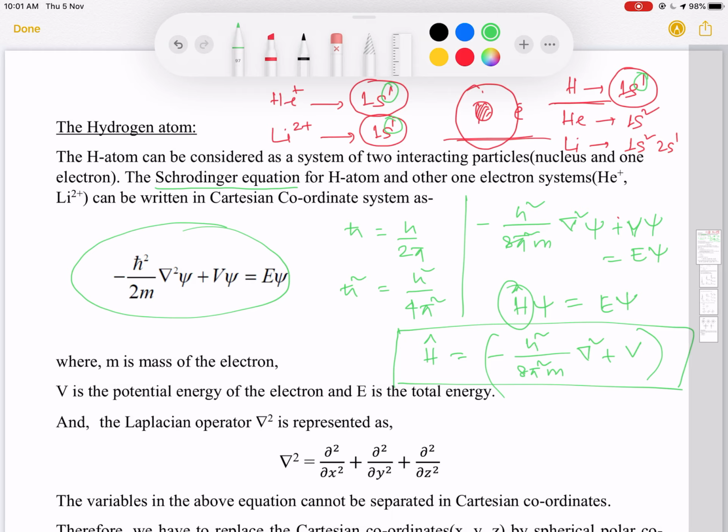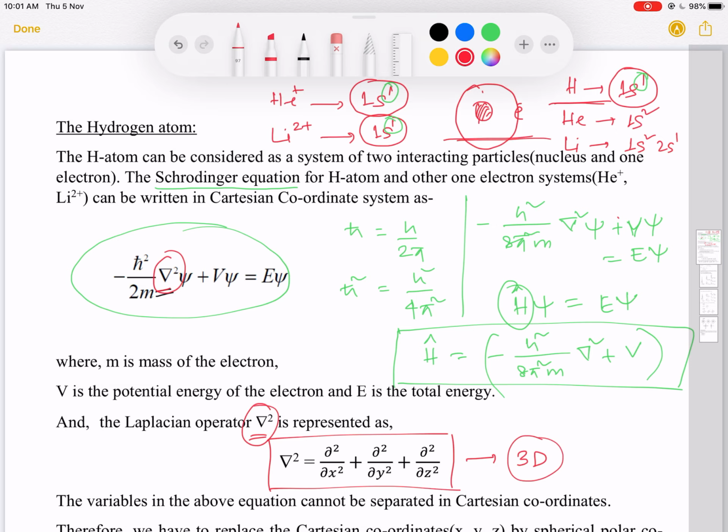So you see this Schrödinger equation, this del square is your Laplacian operator. Del square is written as d square by dx square plus d square by dy square plus d square by dz square. This is in 3 dimensions.